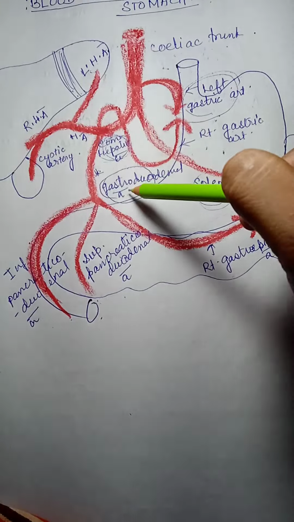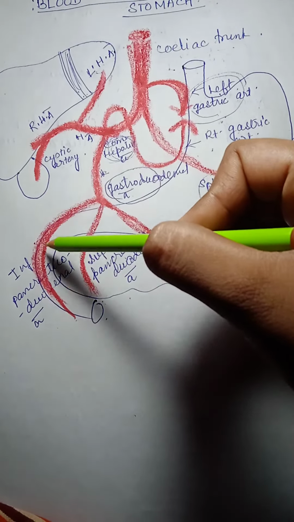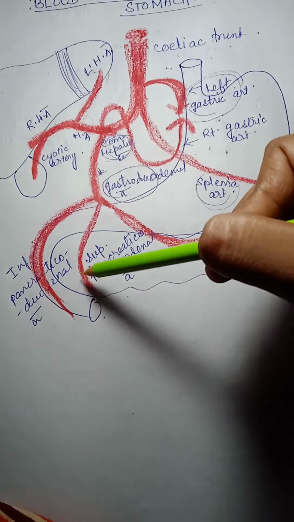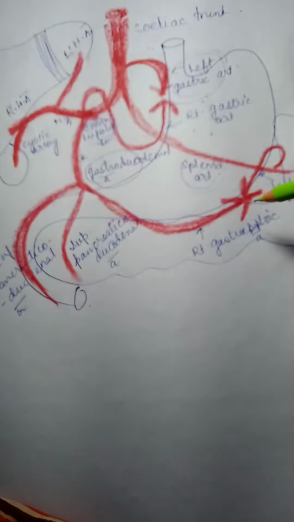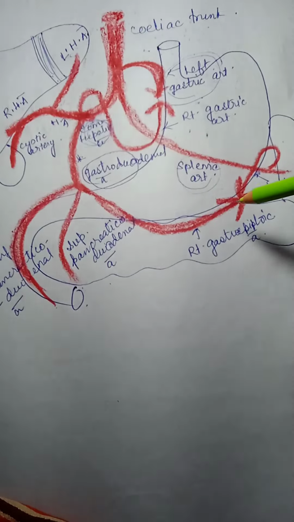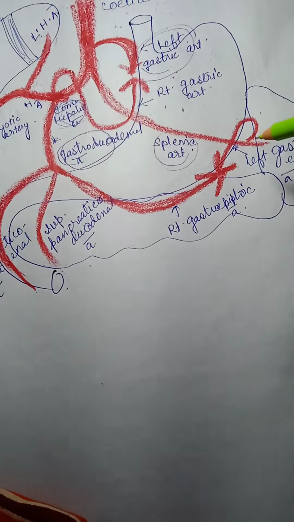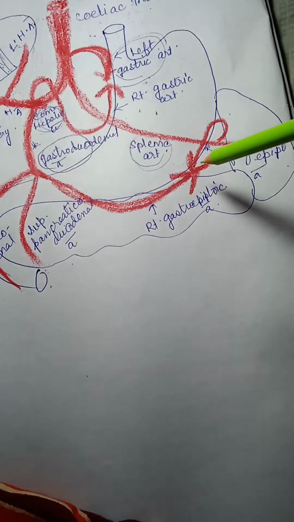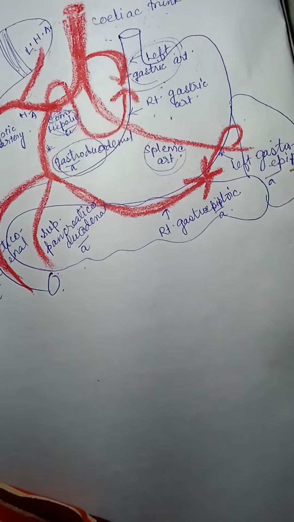Now coming to the gastroduodenal artery, it divides into the inferior pancreatico-duodenal artery, the superior pancreatico-duodenal artery, and this branch, the right gastroepiploic artery. The splenic artery gives the left gastroepiploic artery, and they make an anastomosis here, the left and the right gastroepiploic arteries.